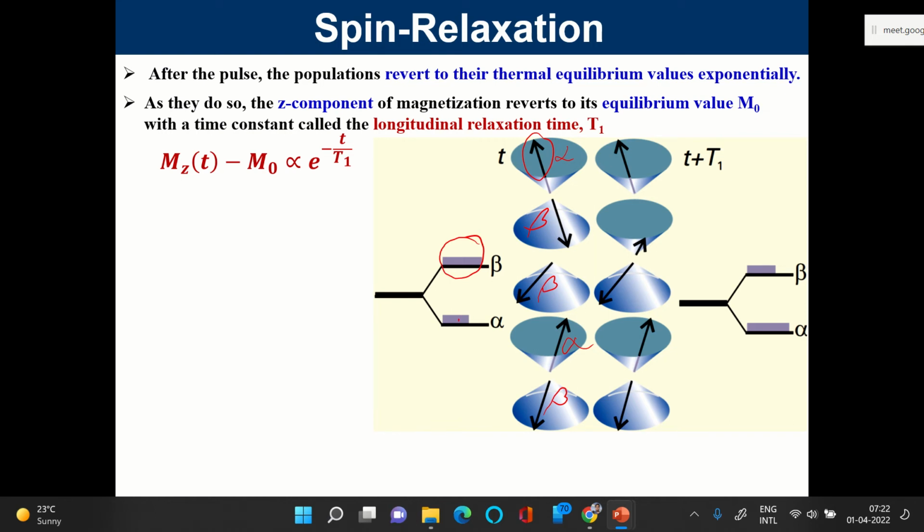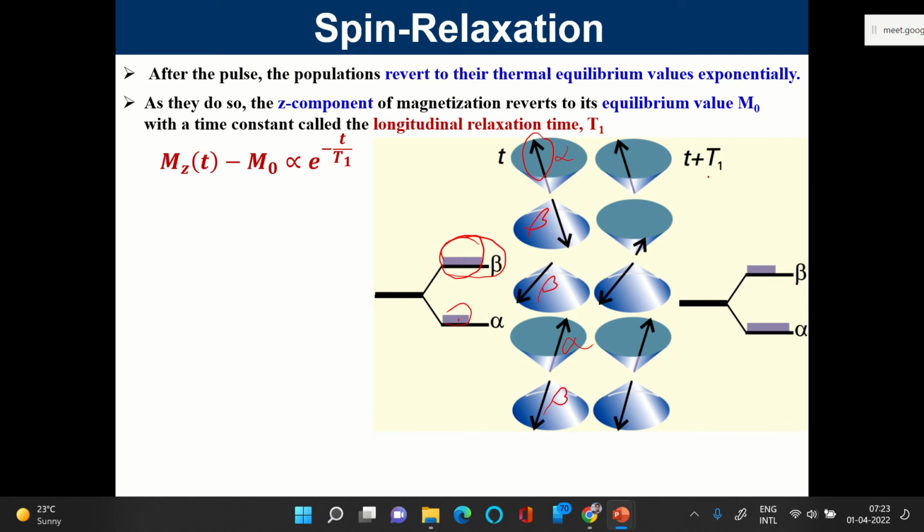This is the situation at time t. They are pointing in the downward direction. So for the z component of the magnetization vector, 3 of the samples out of 5 are aligned having ms minus half as the component, the spin z component of the magnetization vector pointing downwards. So the beta state is more in number, and alpha is less in population.